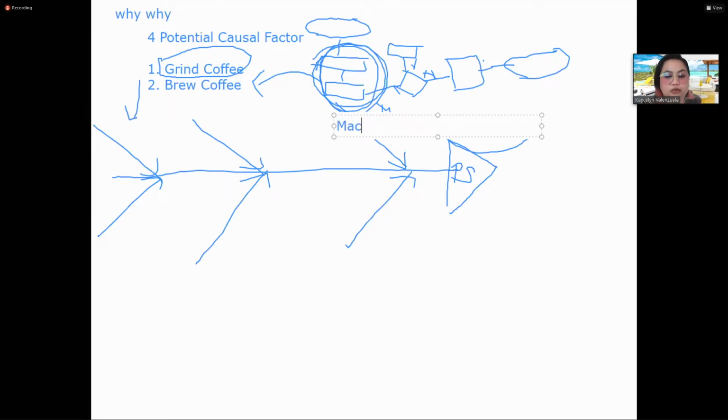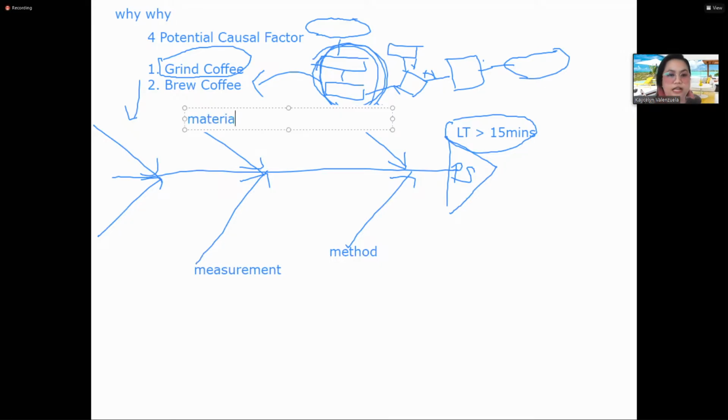Is it related to machine? Is it related to method? Is it related to measurement? Is it related to man, machine, method, material? Is it related to man? Or is it related to environment? So that's how you perform it.